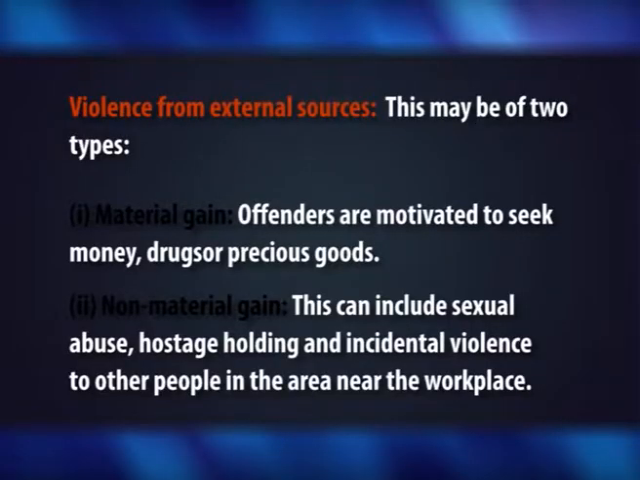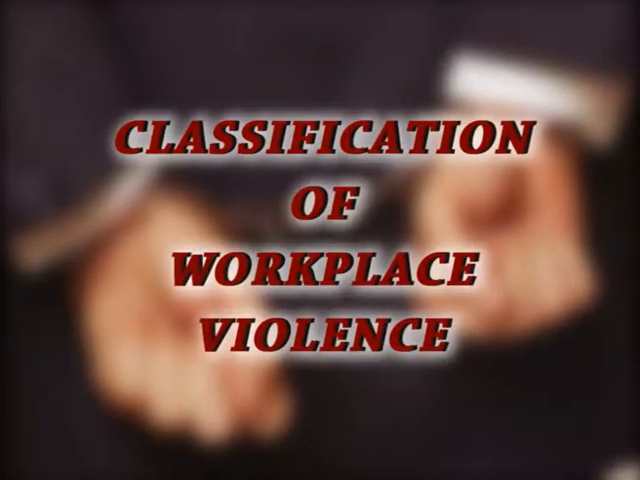Violence from external sources may be of two types. First, material gain: offenders are motivated to seek money, drugs or precious goods. Second, non-material gain: this can include sexual abuse, hostage holding and incidental violence to other people in the area near the workplace.